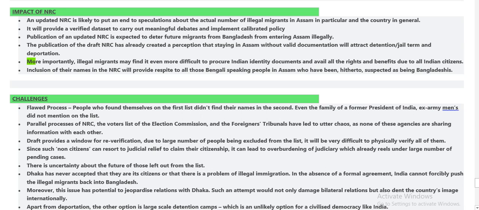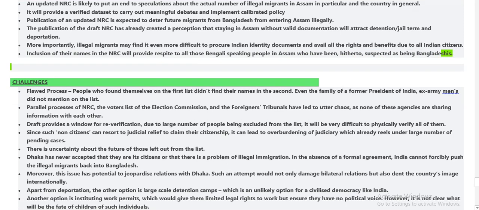The publication of the draft NRC has already created a perception that staying in Assam without valid documentation will attract detention, jail term and deportation. More importantly, illegal migrants may find it even more difficult to procure Indian identity documents and avail all the rights and benefits due to all Indian citizens. Inclusion of their names in the NRC will provide respite to all those Bengali-speaking people in Assam who have been, hitherto, suspected as being Bangladeshis.